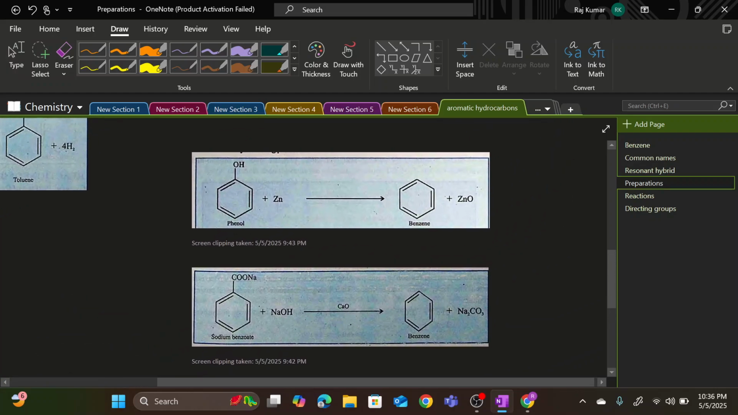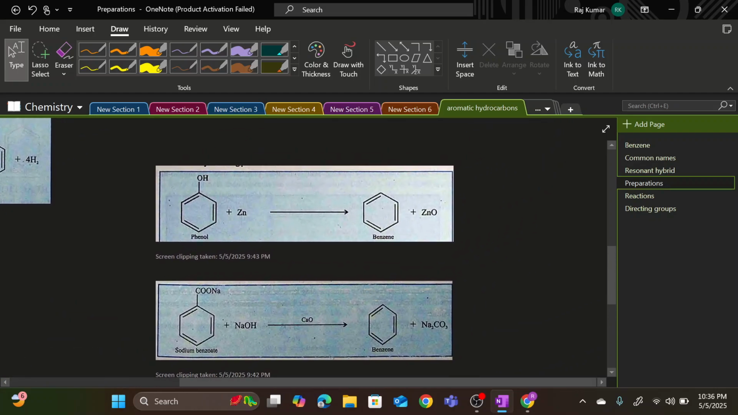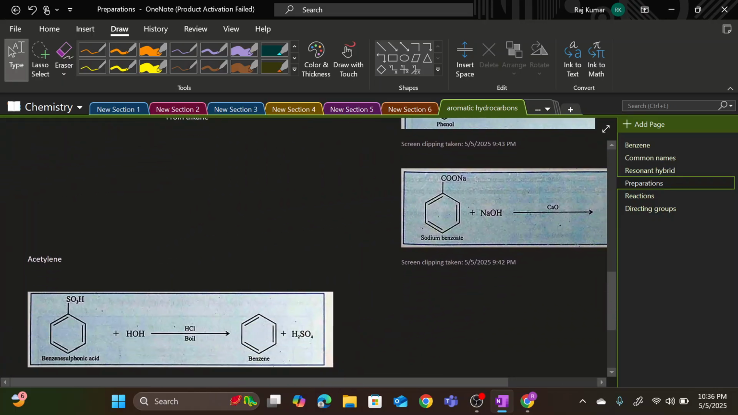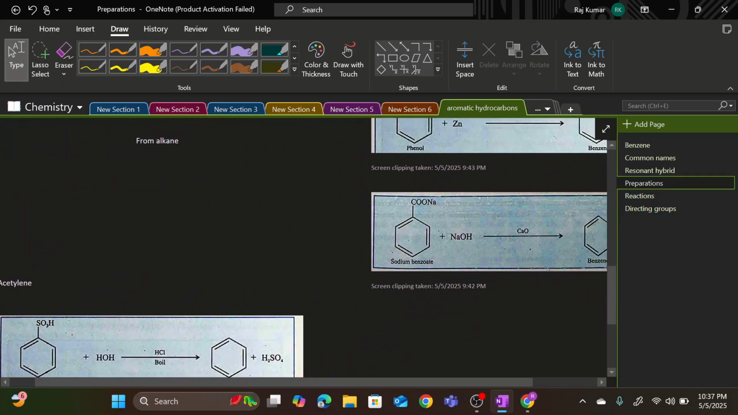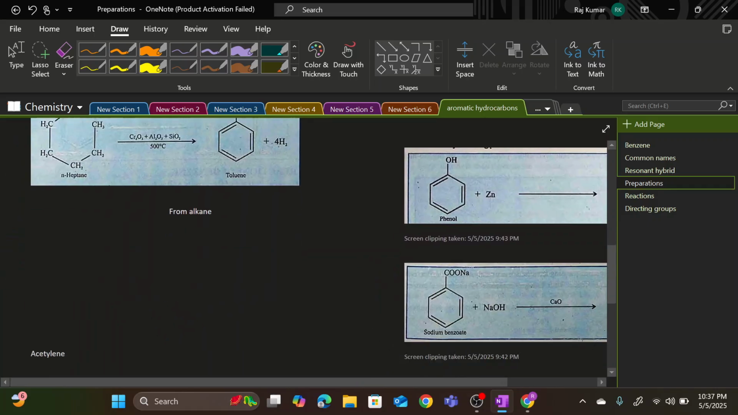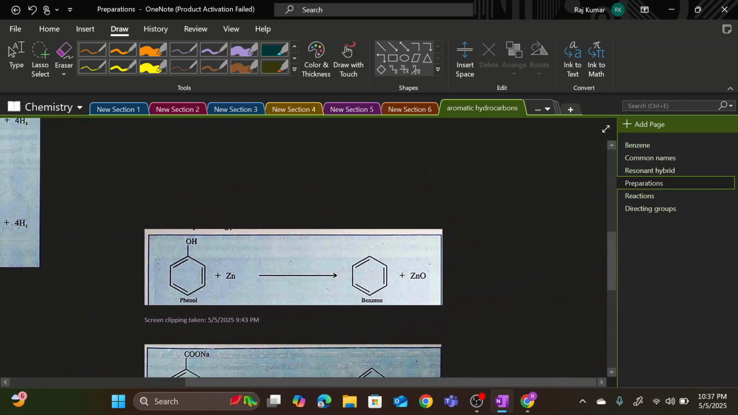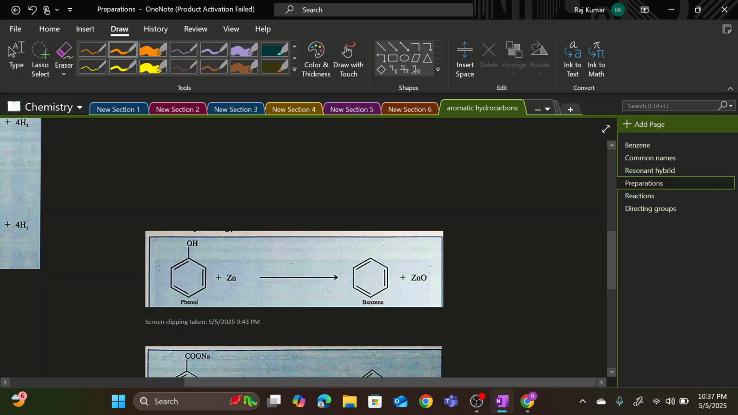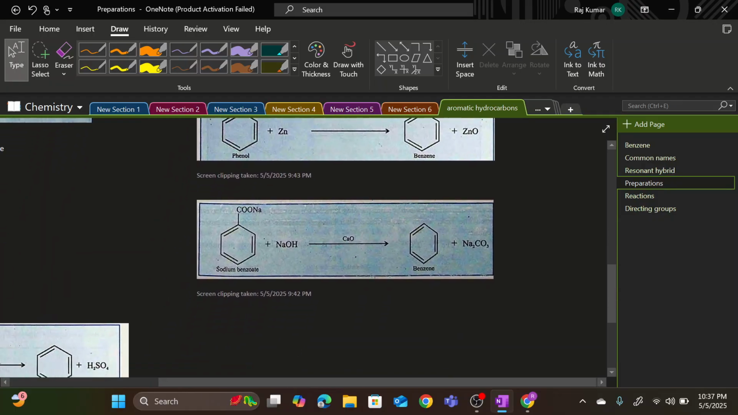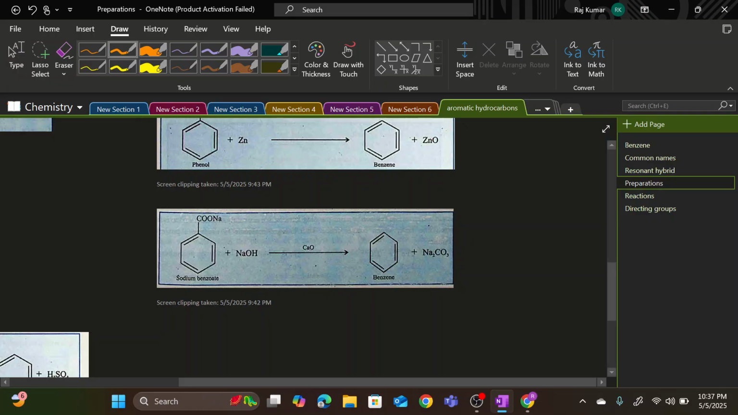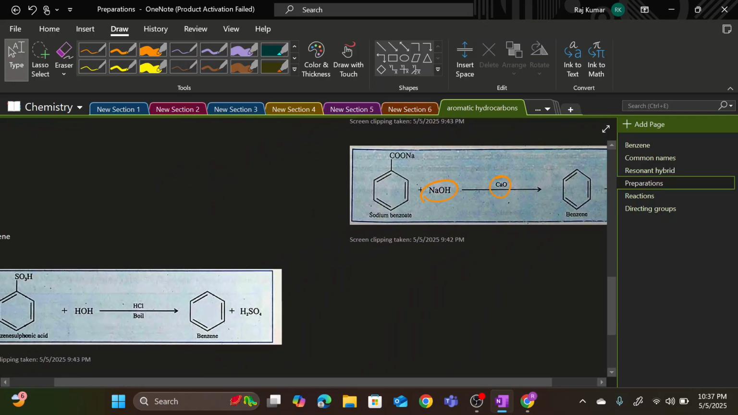Alright, let's move forward. There are some laboratory methods as well. We can prepare benzene through laboratory methods. Number one laboratory method which we have is the distillation of phenol. We distill phenol with zinc dust, due to which we get benzene. When we take sodium benzoate and react it with soda lime, caustic soda lime in the presence of quicklime, then at that point we get benzene and sodium carbonate.